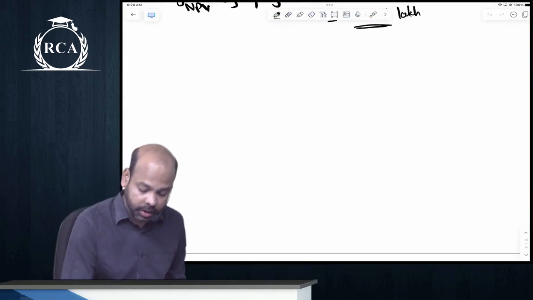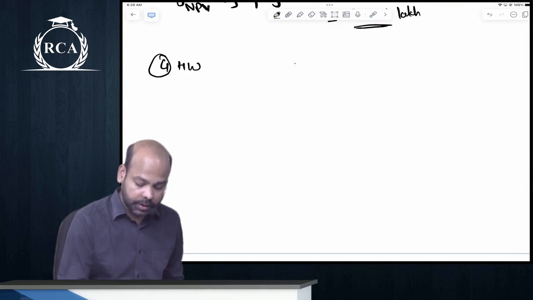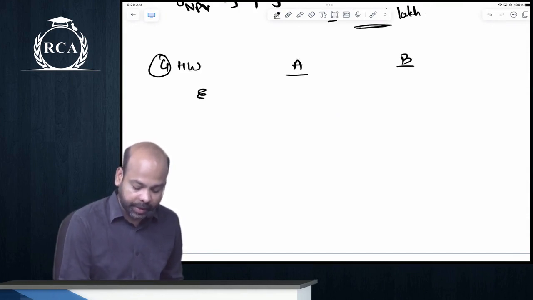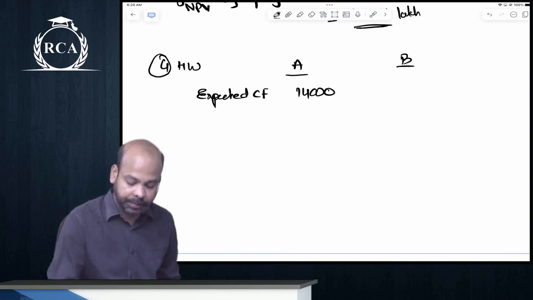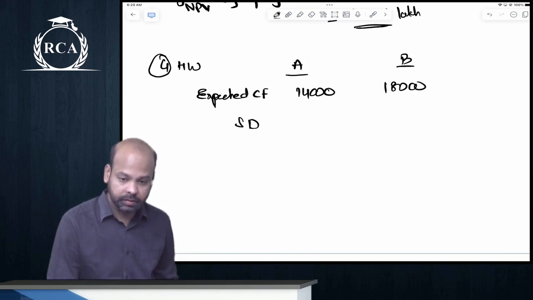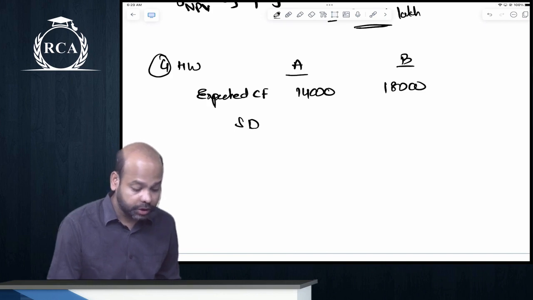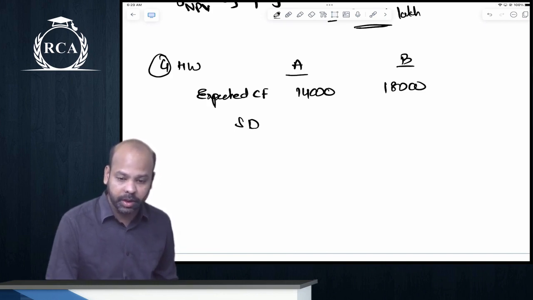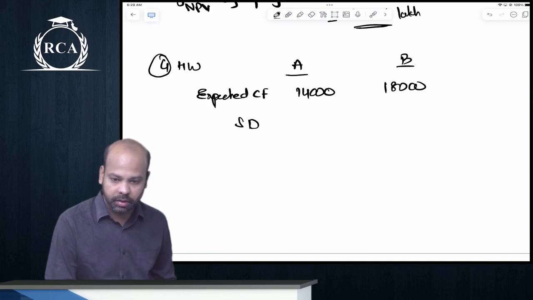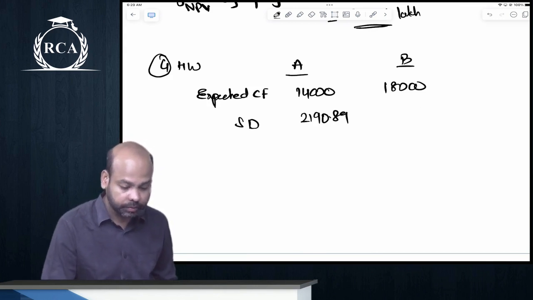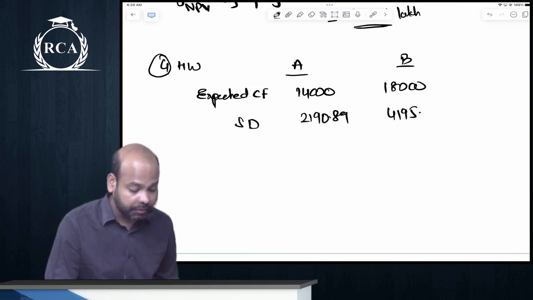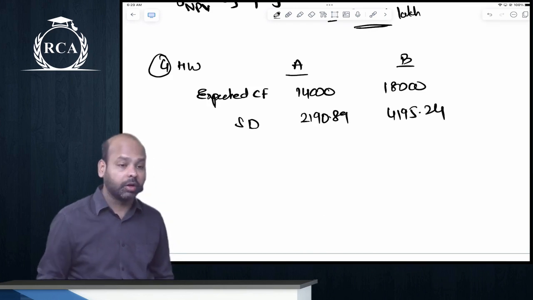Question number 4, homework question. Project A, project B. Expected cash flow of project A is 14,000. Project B, 18,000. Standard deviation, project A. Without that, you will not be able to compute coefficient of variation. 2190.89. Second project, 4195.24. Everyone got the same answers.